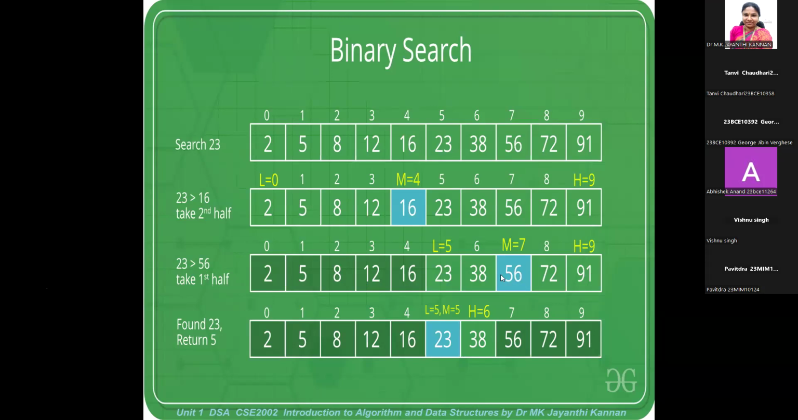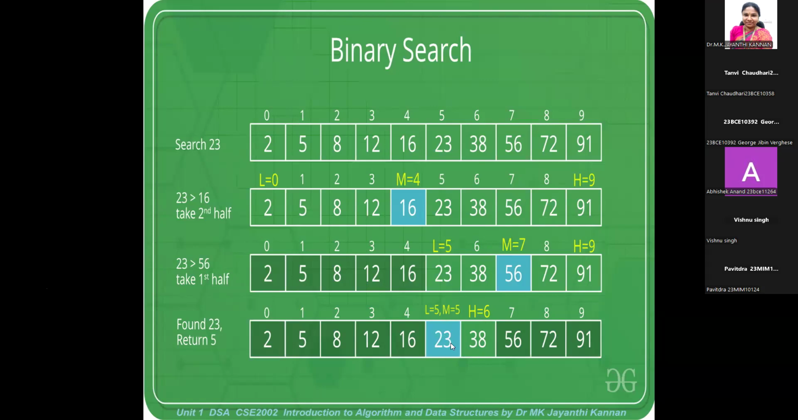We are taking only mid minus 1. The boundary is now changed. Now the lower boundary is 5 and the upper boundary is mid minus 1, 6. So we will discard this portion. This is marked as dark. Only we will take this particular list.